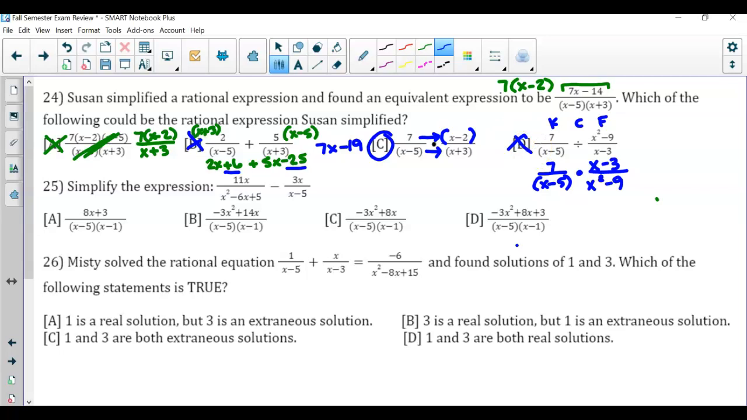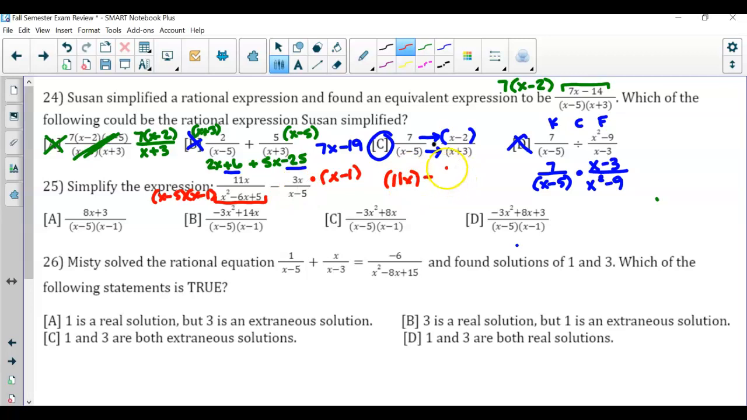Question 25, we're subtracting. And remember, when adding and subtracting, you have to have the same denominator. Now, I notice that I can factor this new denominator and use x minus 5 times x minus 1. Now, the second denominator only has x minus 5. So what is it missing? What factor? It is missing x minus 1.